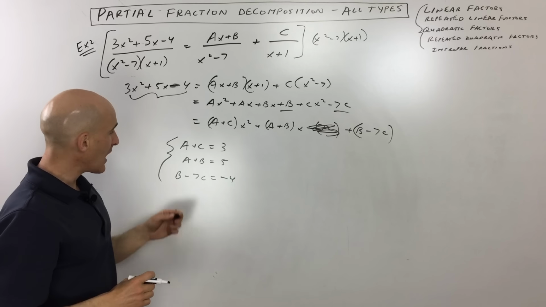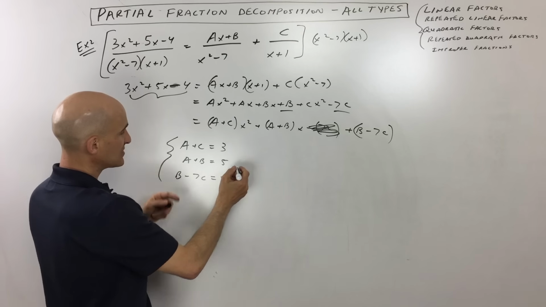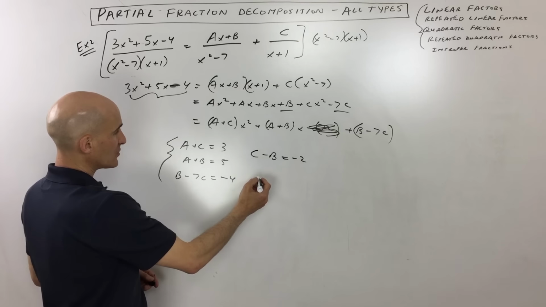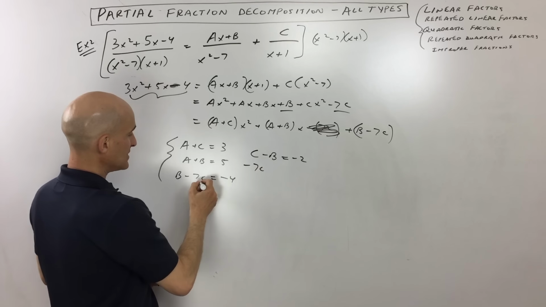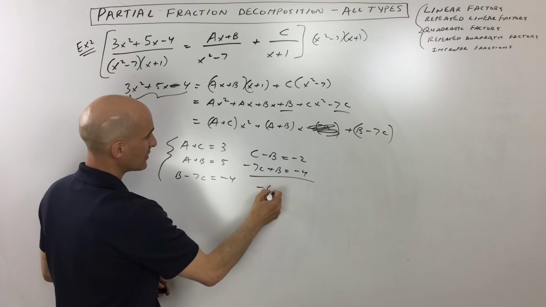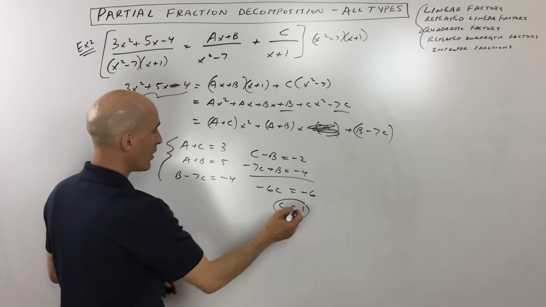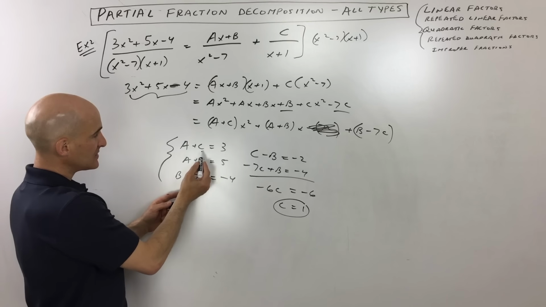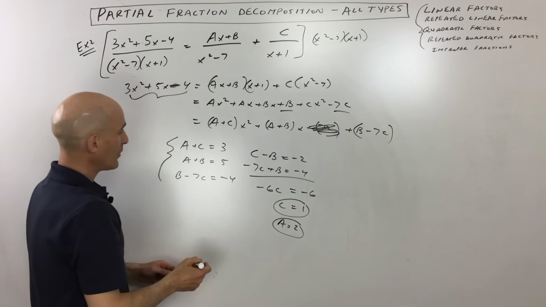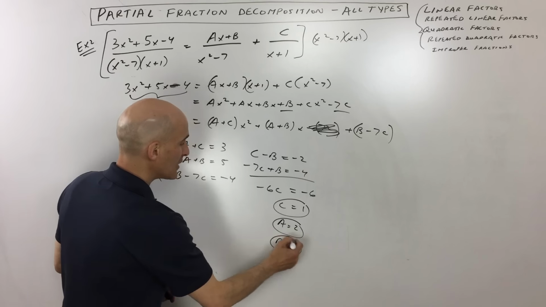So I think what I'll do here is subtract these two equations. A minus a is 0, then we get c minus b is equal to negative 2. And now we have negative 7c plus b is equal to negative 4. I'm going to add these two equations together. That's negative 6c equals negative 6, so you can see that c is 1. If you put 1 back into any one of these equations, you can see a is equal to 2, right? And now we know a and c. So if a is 2, that means b must be 3. And you've got your a, b, and c.